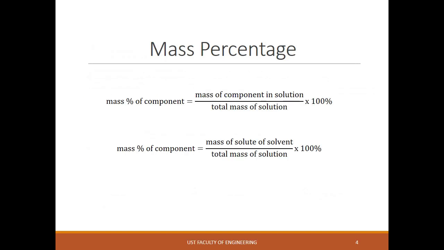The first concentration that we will discuss is mass percentage. Mass percentage is given by the mass of the component divided by the total mass of the solution times 100%. The component being referred to in the equation is either the solute or solvent of the solution, as required by the problem. Note that the unit of mass percentage is percentage, which means that the units of the mass of the component and the total mass should be consistent or the same so that they would cancel out each other's unit.